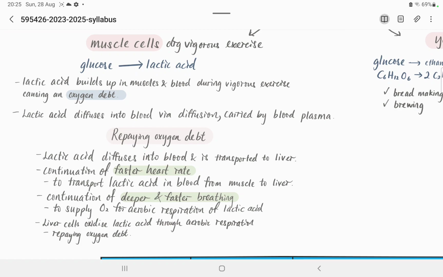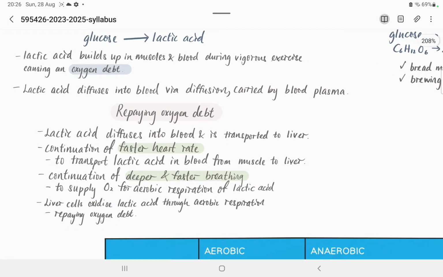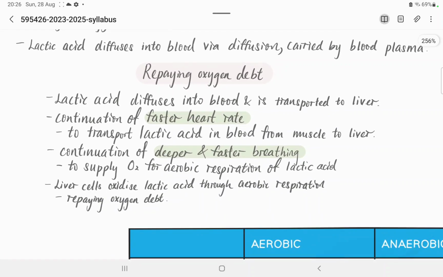Okay, the lactic acid is not from the mitochondria, it is in the cell. But why suddenly in the cell and then suddenly in the blood? Because lactic acid they will diffuse into the blood, via which kind of movement? Diffusion, and then carried by blood plasma. Okay, so if there's oxygen debt means not enough oxygen supply so how should we repay this? This one quite popular also this question.